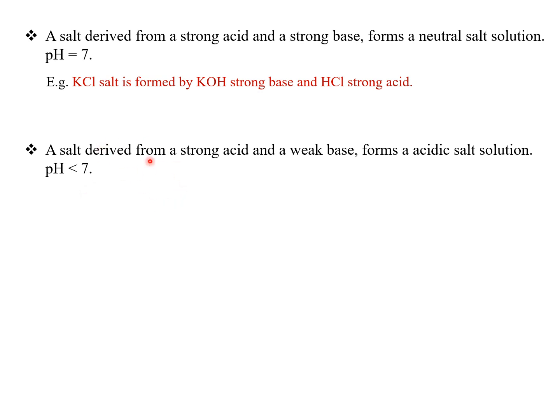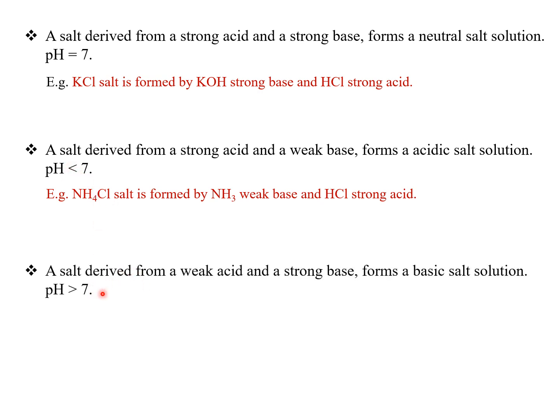Next, a salt derived from a strong acid and a weak base. Then the salt solution should be acidic in nature. That means it goes to the stronger side, pH less than 7. For example, ammonium chloride salt is formed by ammonia, a weak base, reacting with HCl, a strong acid. So with a weak base and a strong acid, the pH of the salt goes to the stronger side, that is, pH less than 7, acidic pH.